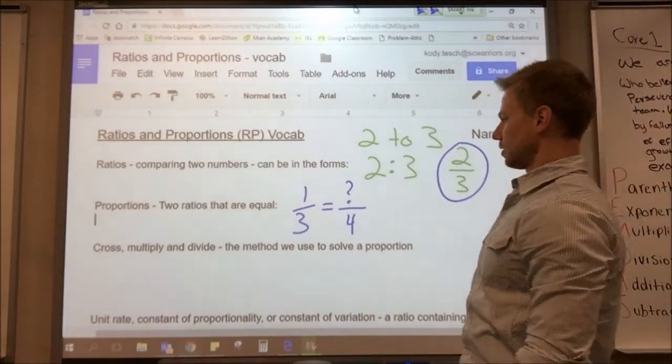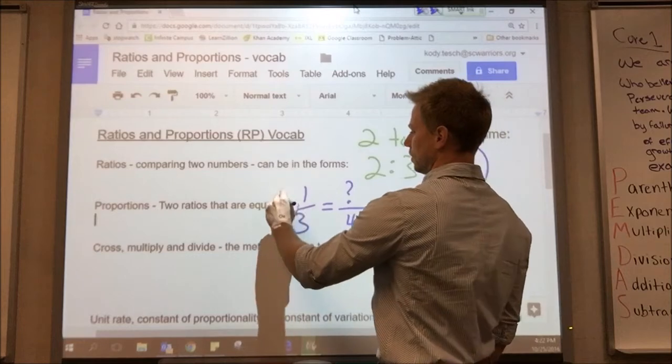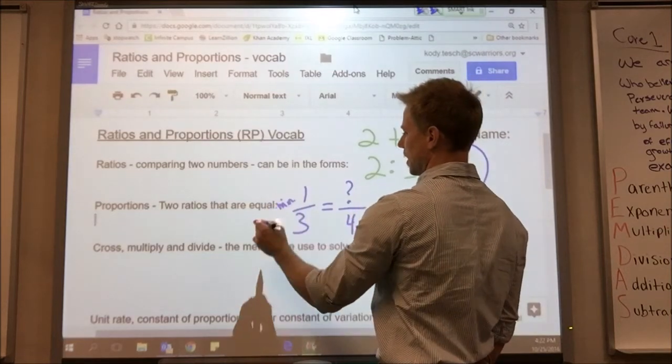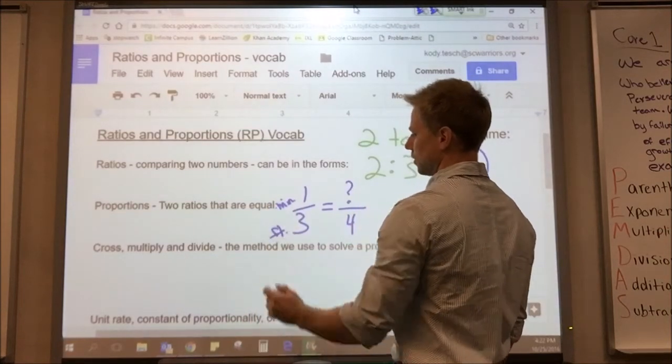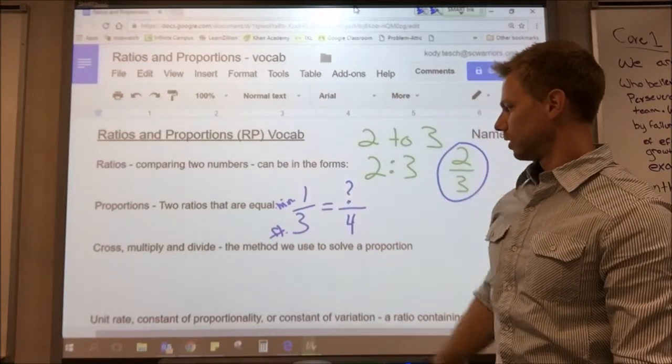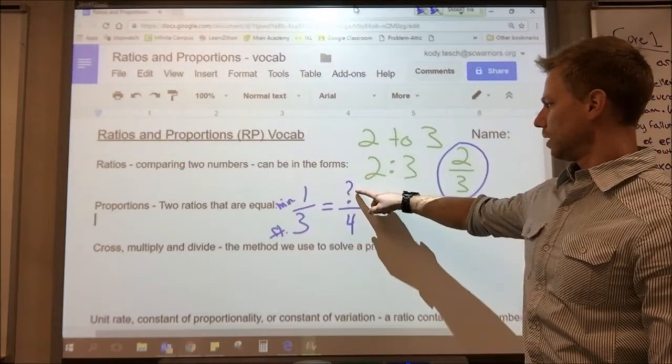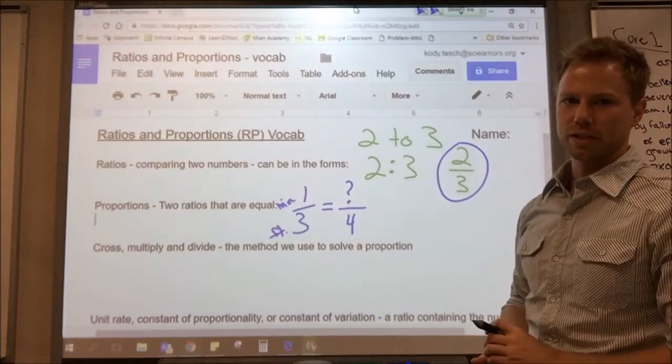Okay? Let's say this could be minutes, let's say it's time, and this could be feet. So in 1 minute, we're going 3 feet. How many minutes are we going 4 feet?